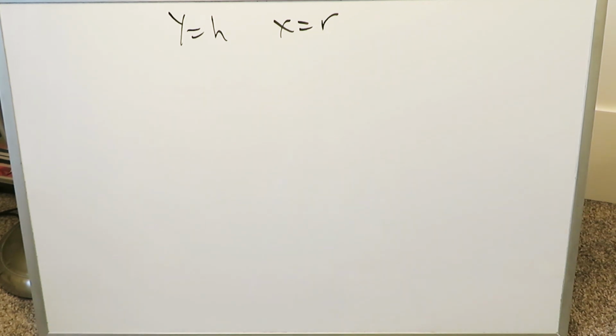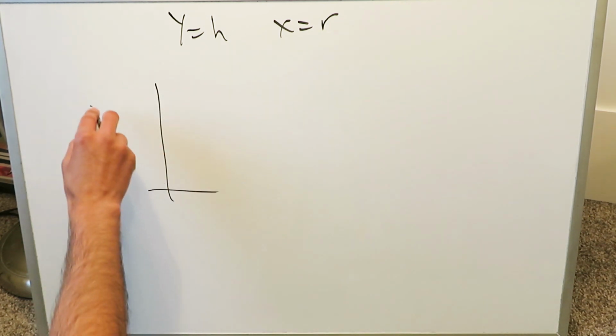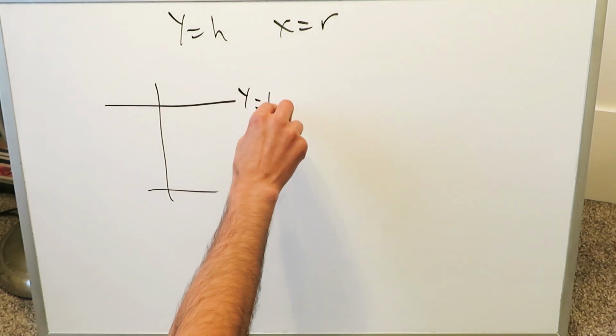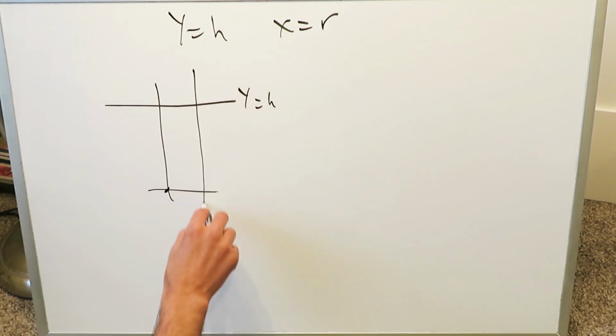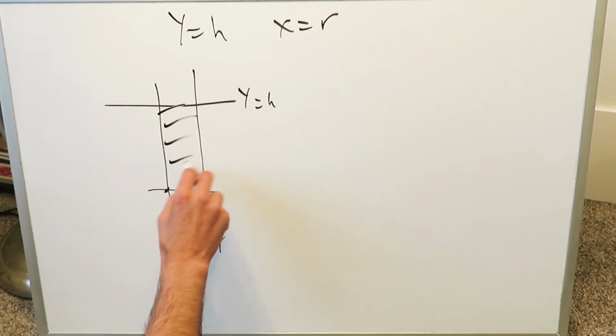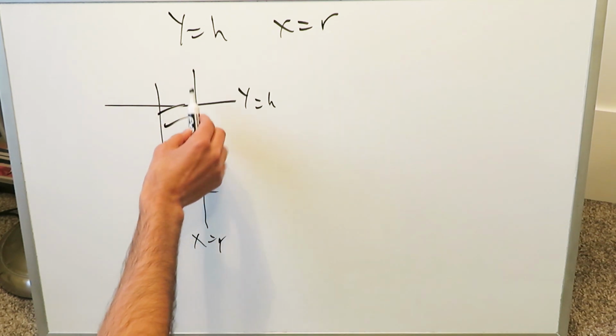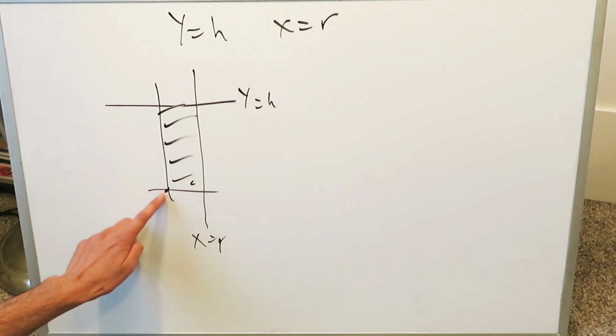Think of h and r as constants. Think of them also in this way. Y equals h, I'm drawing some line. Here h can represent height. X equals r, a vertical line where r can represent a radius. Look at the region between this set of curves, y equals h, x equals r, your x-axis, your y-axis, here's the origin.